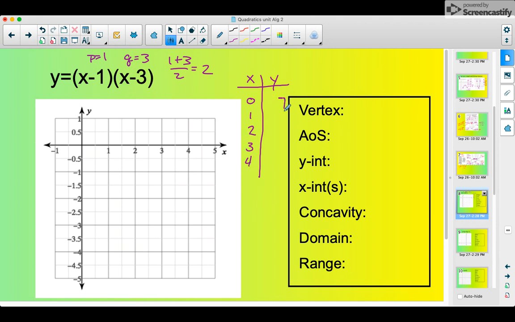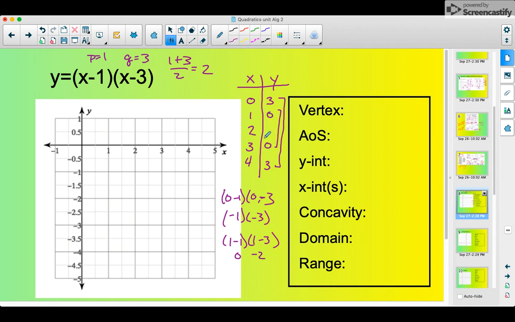The reason that we picked things the way we did is so that the outsides matched. So 0 and 4, 1 and 3 will always match. I'm going to plug in 0. So 0 minus 1, 0 minus 3, I get negative 1 times negative 3, which gives me 3. Now if I plug in 4, I should get the same thing. 4 minus 1 would be 3, 4 minus 3 would be 1. I would get 1 times 3, which is 3. Plugging in 1, 1 minus 1, 1 minus 3, I get 0 times negative 2, which is 0.